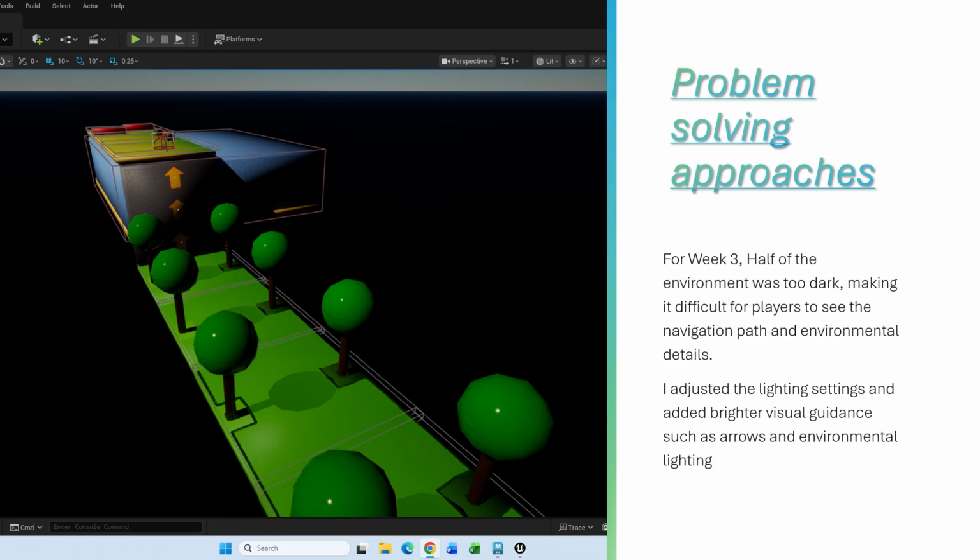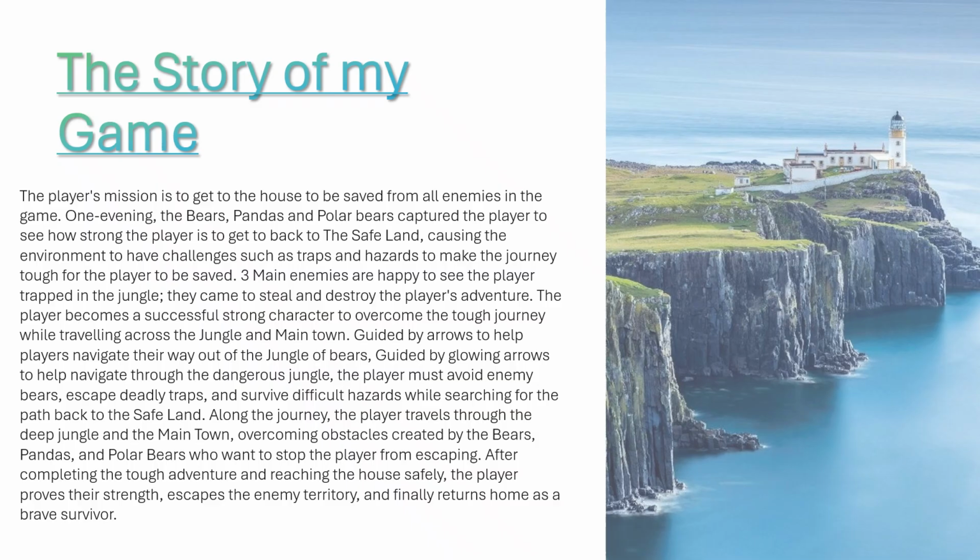Problem solving approaches. For week 3, half of the sky was light, half of it was dark. I had to adjust that in the settings. I thought I was stuck there, but I found a solution in Unreal Engine.